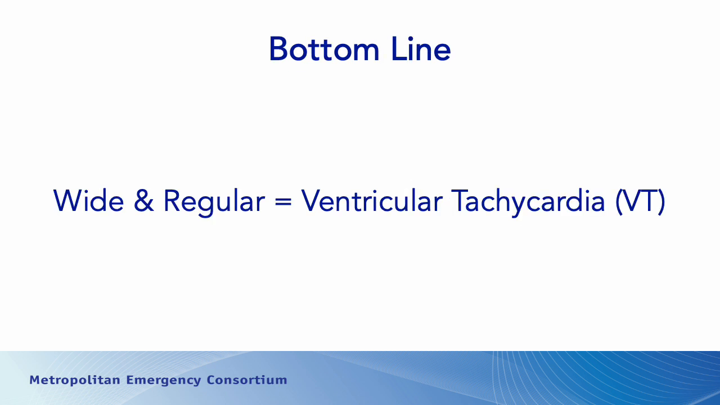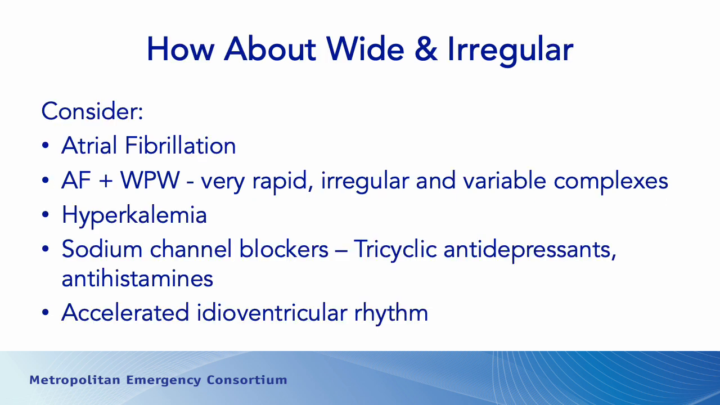So the bottom line again, wide and regular is ventricular tachycardia, treat him as such. How about wide and irregular? So you have a wide complex tachycardia, but it seems to be irregular and it's fast. Well, the things to think about are atrial fibrillation plus Wolff-Parkinson-White, in which case these patients tend to have a very rapid, irregular heart rate with variable QRS complexes, meaning the QRS can change beat to beat.